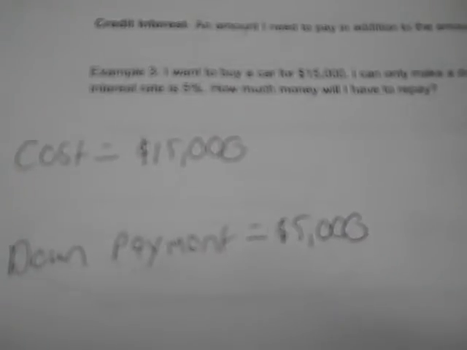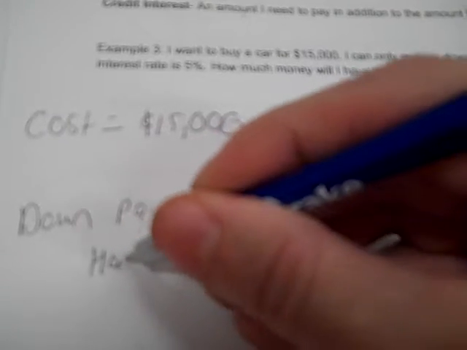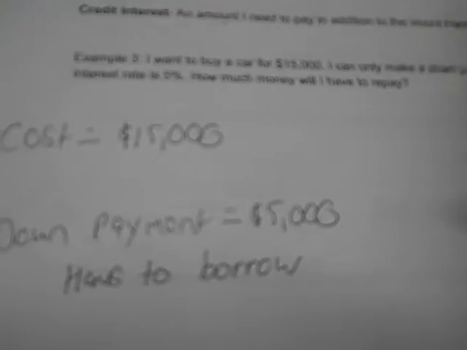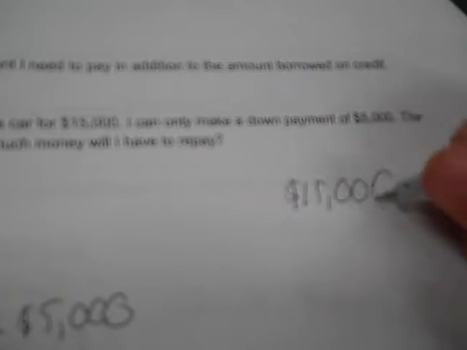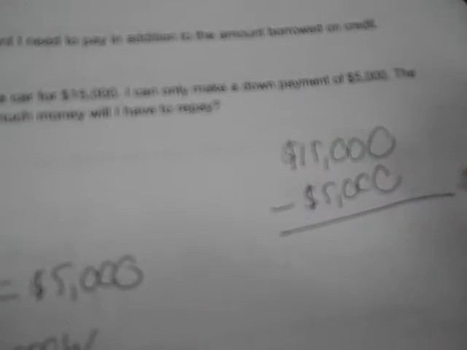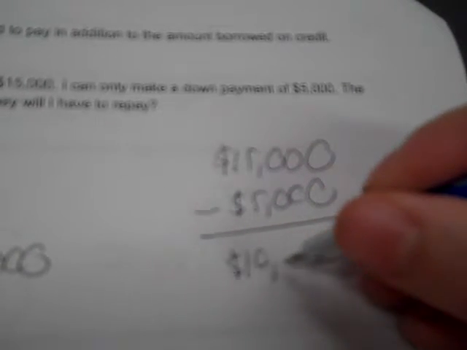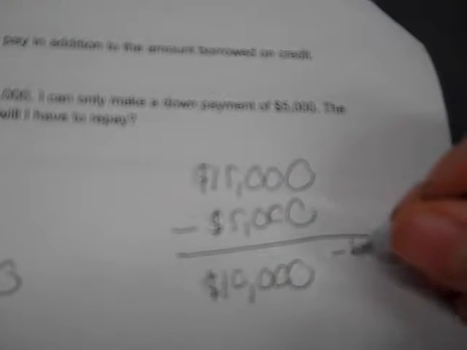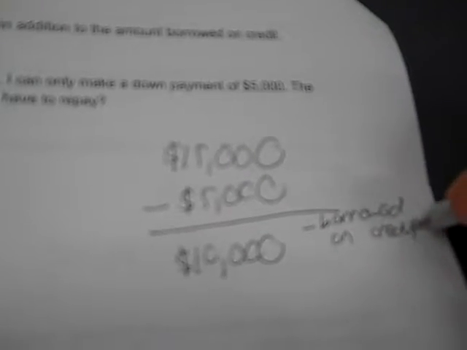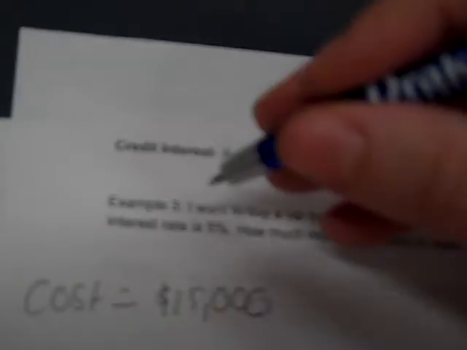Okay, so we're going to have to borrow money. Okay, how much do I have to borrow? Well, I take the cost of the thing I just bought, which was a car for $15,000, and subtract $5,000. Okay, and that's $10,000 borrowed on credit. But there's an interest amount, 5%, and credit interest is an amount I need to pay in addition to the amount borrowed on credit.